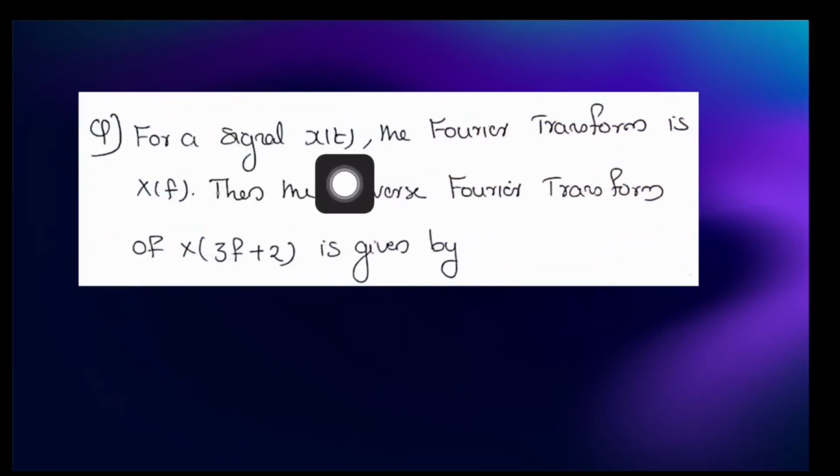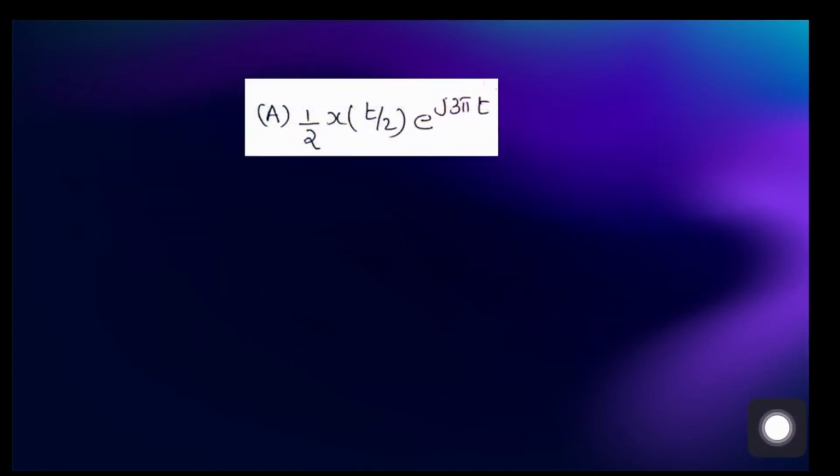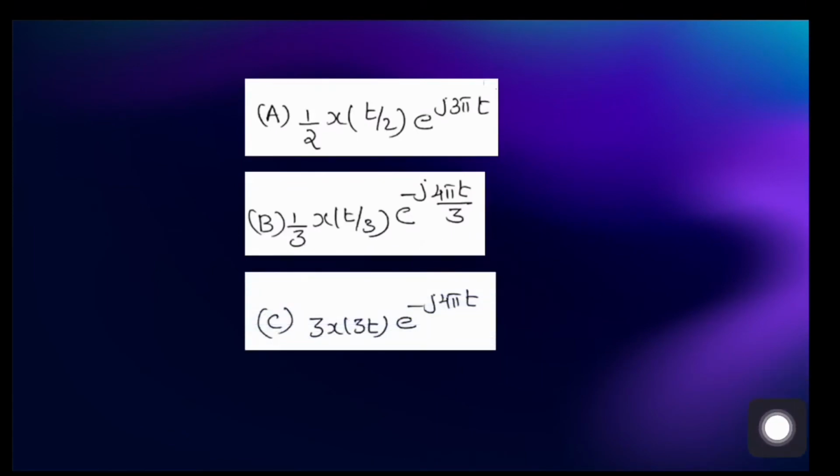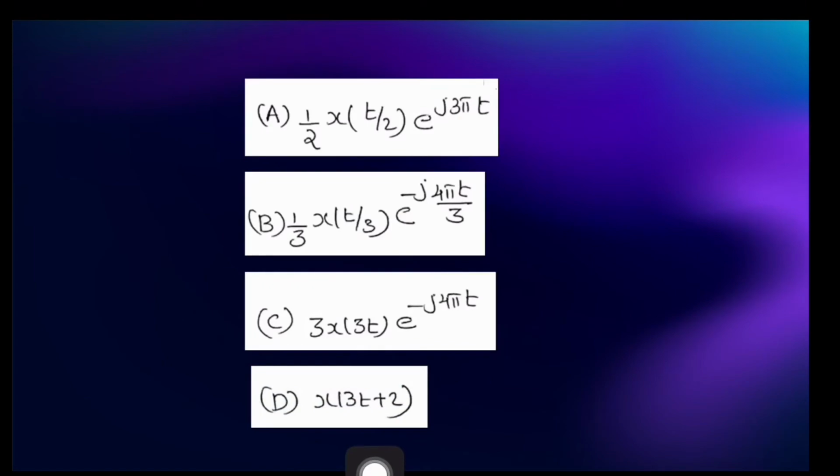For a signal x of t, the Fourier transform is X of f. Then the inverse Fourier transform of X of 3f plus 2 is given by option A, 1 by 2 x of t by 2 e raised to j 3 pi t. Option B, 1 by 3 x of t by 3 e raised to minus j 4 pi t by 3. Option C, 3 x of 3t e raised to minus j 4 pi t. And option D, x of 3t plus 2.